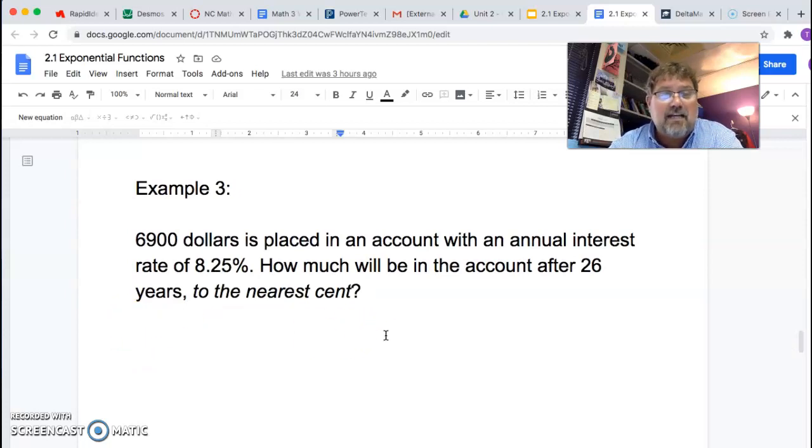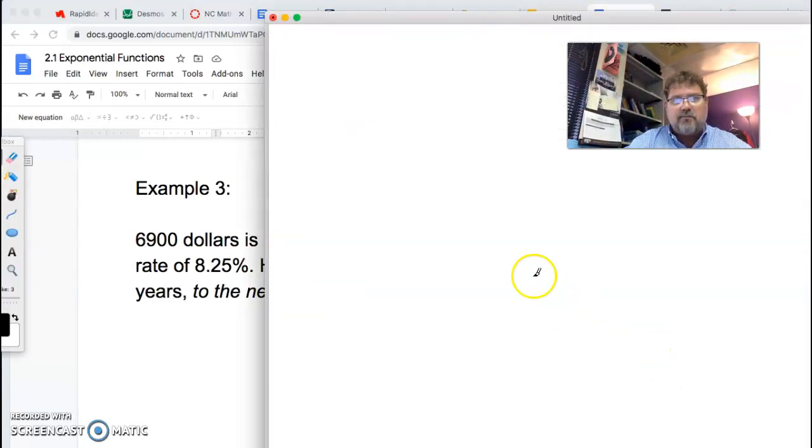Then when they say $6,900 is placed in an account, that is your principal, right? And then they say with an annual interest rate of 8.25%, well, there's your R. It's given to you explicitly how much will be in the account in 26 years. So how much is your, I guess, your A of t, right? If it said how long will it take to get a certain amount, that's a much harder question to answer, and that's what we'll need the logarithmic function to do. So let's get started and answer this one, and we'll just kind of go through these. This won't take too long because they're not too awfully bad.